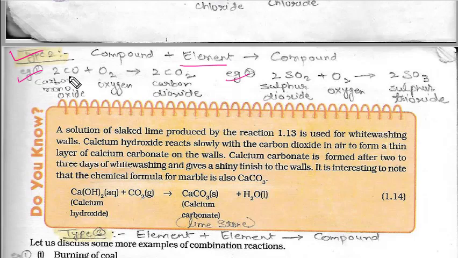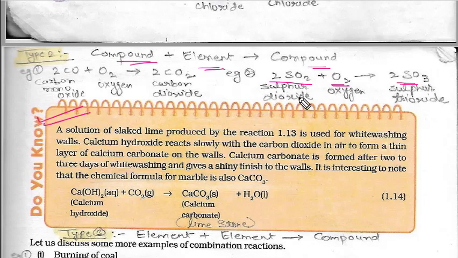In example 1 we have taken carbon monoxide. When it reacts with oxygen, here carbon monoxide is a compound but oxygen is an element, and they are forming carbon dioxide, which is again a compound. So this is our compound plus element gives compound type reaction. The second example is sulfur dioxide. Now this is a compound. Okay, sulfur dioxide is a compound. It reacts with oxygen, which is an element. It is forming sulfur trioxide, again a compound.